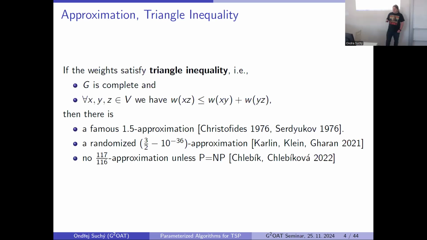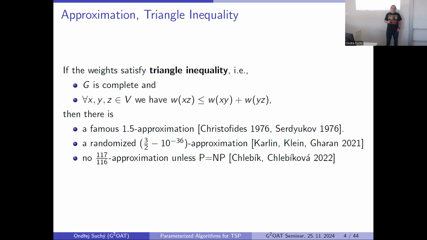A very popular case is a case where the weights satisfy the triangle inequality, which means that the graph is complete, and for every triple of vertices, going from X to Z is at most of the same length as going from X to Y and from Y to Z. Like going over something is at least as long as going directly. Okay.